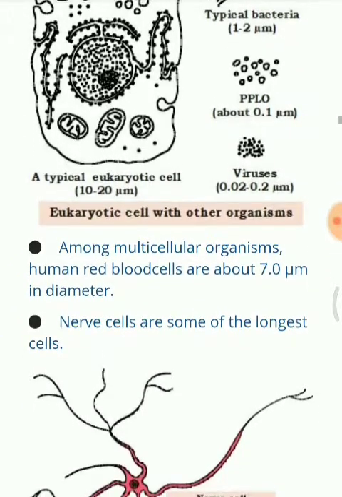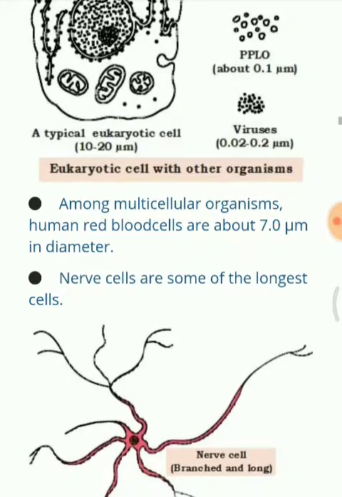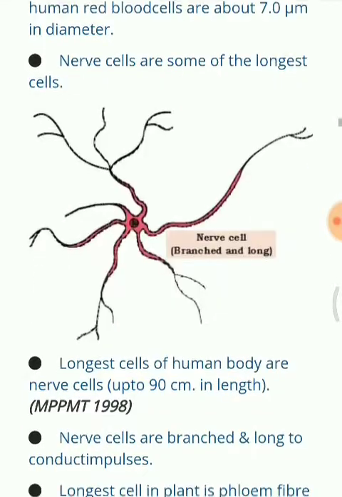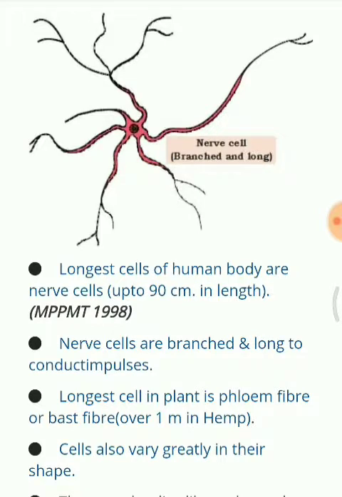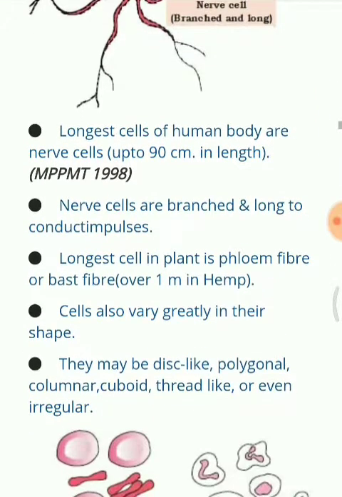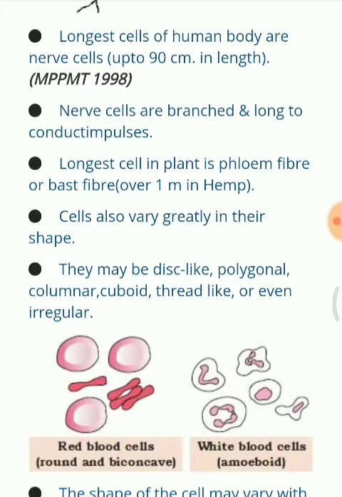Among multicellular organisms, human red blood cells are about 7 micrometers in diameter. Nerve cells are some of the longest cells. The longest cells of the human body are nerve cells, up to 90 centimeters in length. Nerve cells are branched and long to conduct impulses. The longest cell in the plant is the phloem fiber or bast fiber, over 1 meter in hemp.